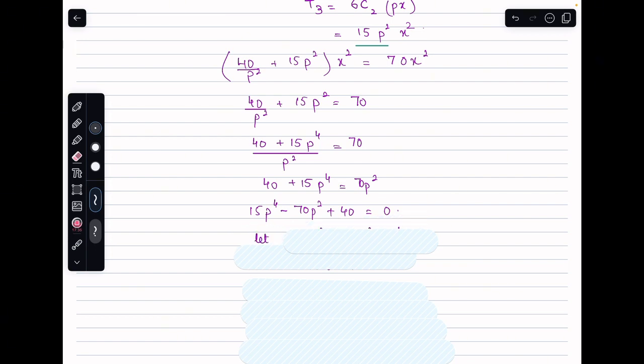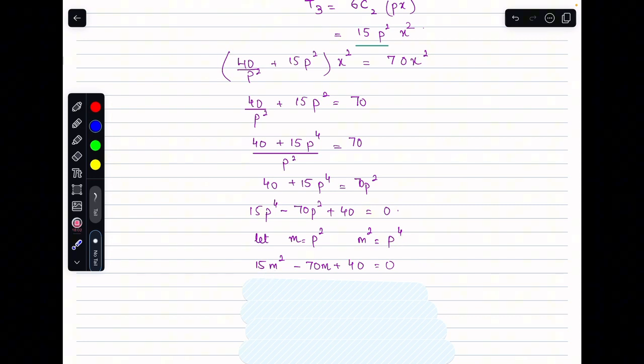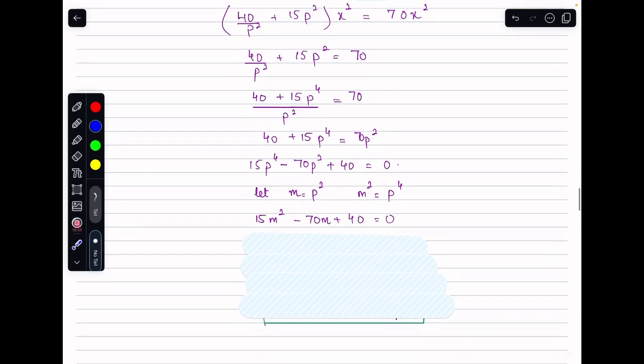I can see here that I'm getting a quadratic disguised equation with the highest power as 4. My equation here becomes 15p to the power 4 minus 70p square plus 40, which equals 0. Changing it to quadratic, I will assume that m is equal to p square, and therefore m square will be equal to p to the power 4. That will give me a quadratic form, which is 15m square minus 70m plus 40, which equals 0.